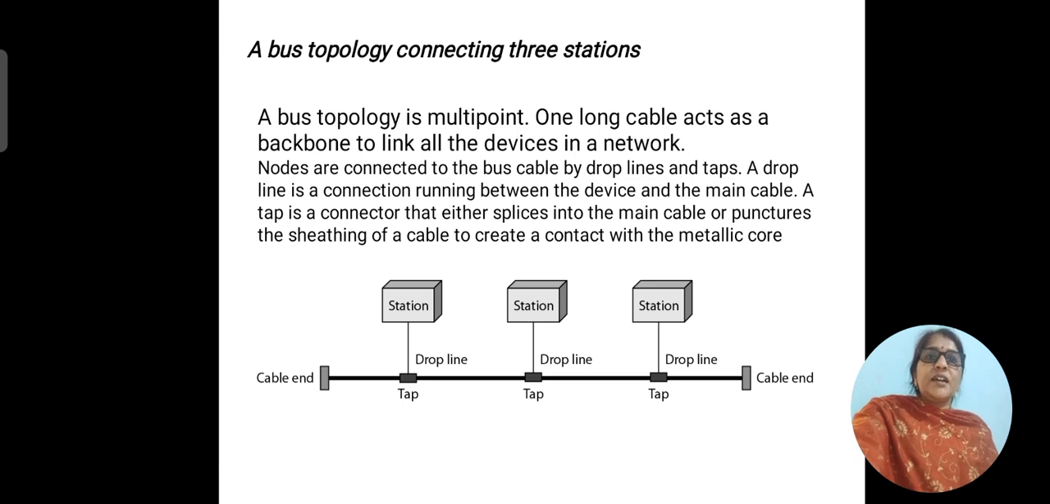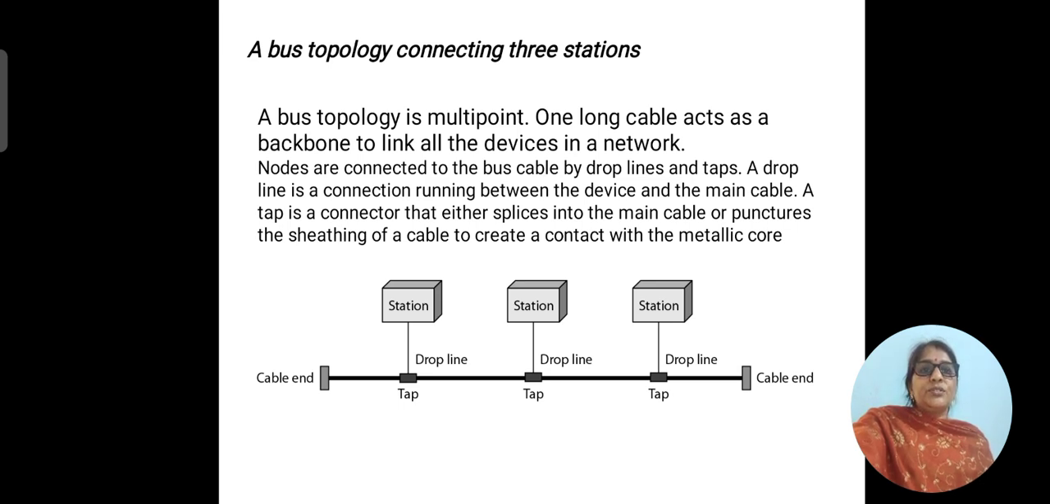Next one is the bus topology. A bus topology is multipoint. One long cable acts as a backbone to link all the devices in a network. In this slide, as shown in the block figure, we have one cable to which we are connecting 3 different devices with the help of taps and drop lines.